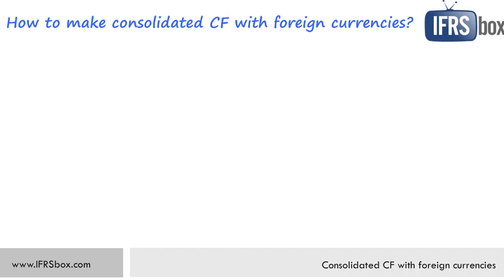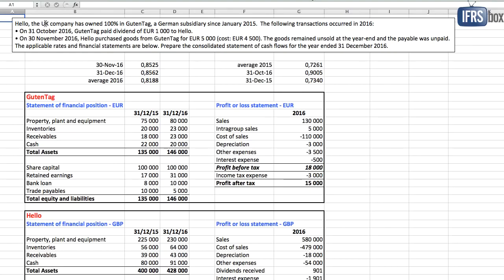So how to do it instead? What's the right way? Okay, let me show you on a short example. So here it is. The UK company Hello has owned 100% in Gutentag, a German subsidiary, since January 2015. The following transactions occurred in 2016. On 31st October 2016, Gutentag paid a dividend of 1,000 euros to Hello.